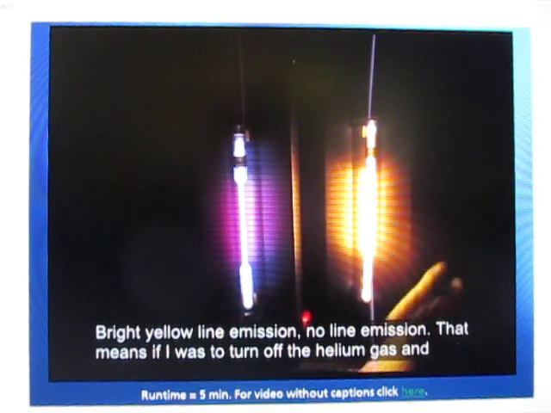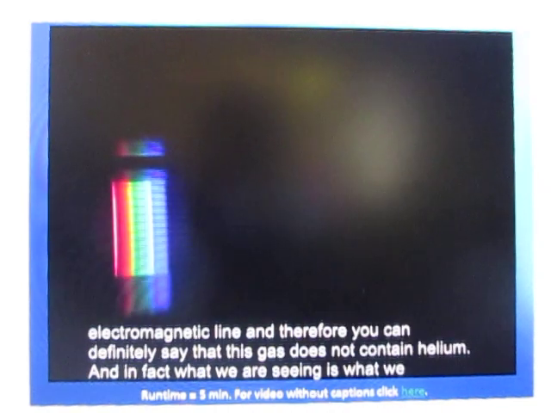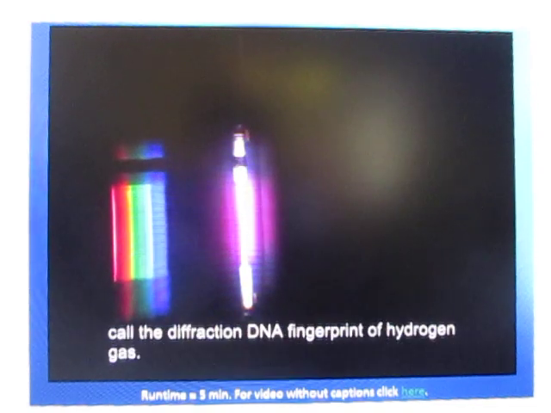That means if I was to turn off the helium gas and ask you, class, does this gas have any helium in it? You would put your spectrograph up to it, and you would discover that you do not see the characteristic line given off by helium gas, namely the yellow electromagnetic line. And therefore, you can definitively say that this gas does not contain helium. And in fact, what we are seeing is what we call the diffraction DNA fingerprint of hydrogen gas.